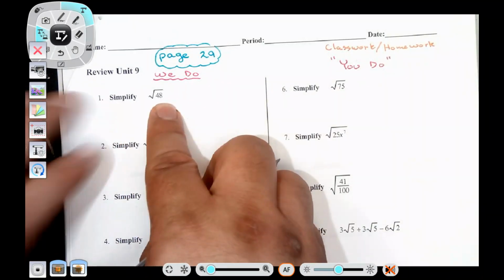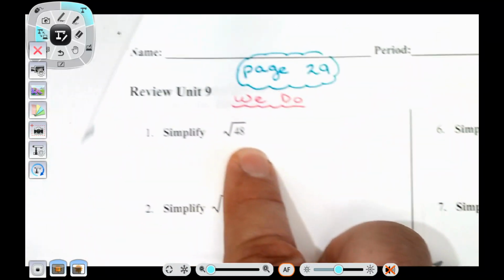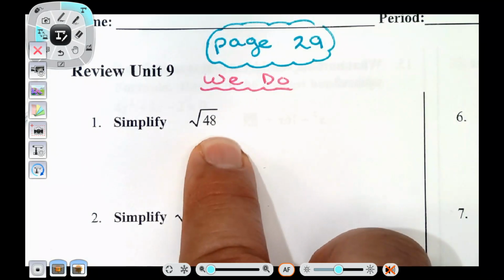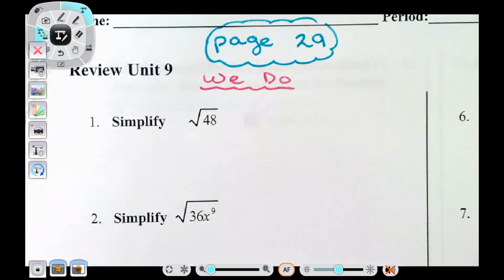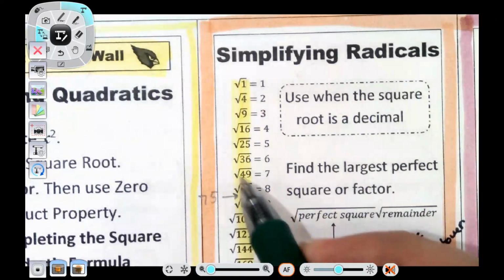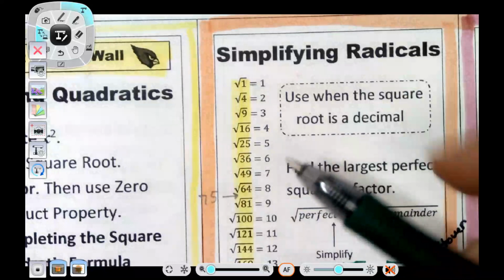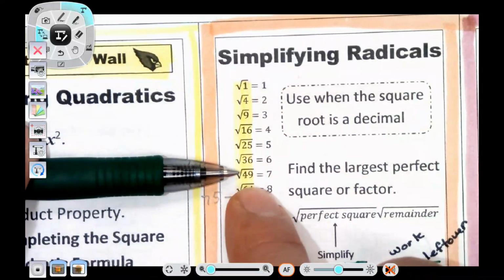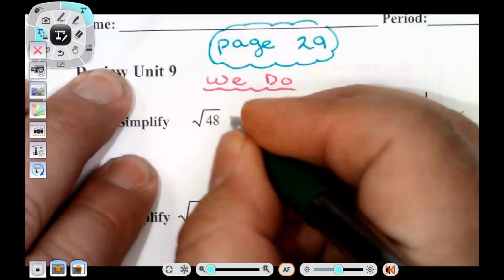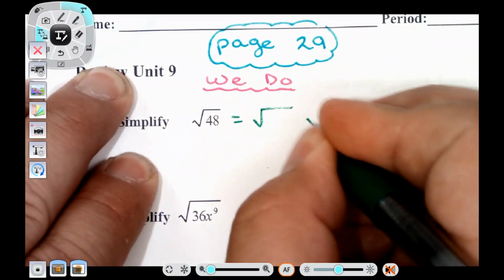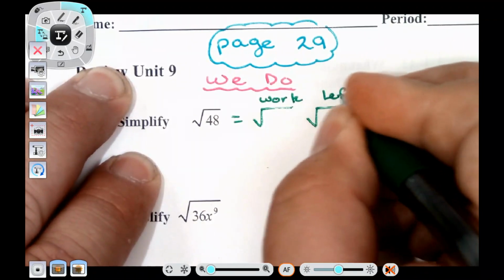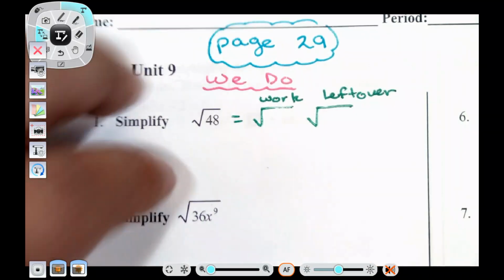First one says simplify. If you notice, it doesn't say to round off. So if it doesn't say to round off, that doesn't mean you just toss this into the calculator. You need to start asking yourself, is the number 48 a perfect square? So good time to have your word wall out. The number 48 is not on my list, but the number 48 would fall between the 36 and the 49. So because it's not on my list, the first thing I do is write down two radicals. One is the one that I'm going to be able to do some work with, and the other one is the one we like to call the leftover because I can't do anything with it.